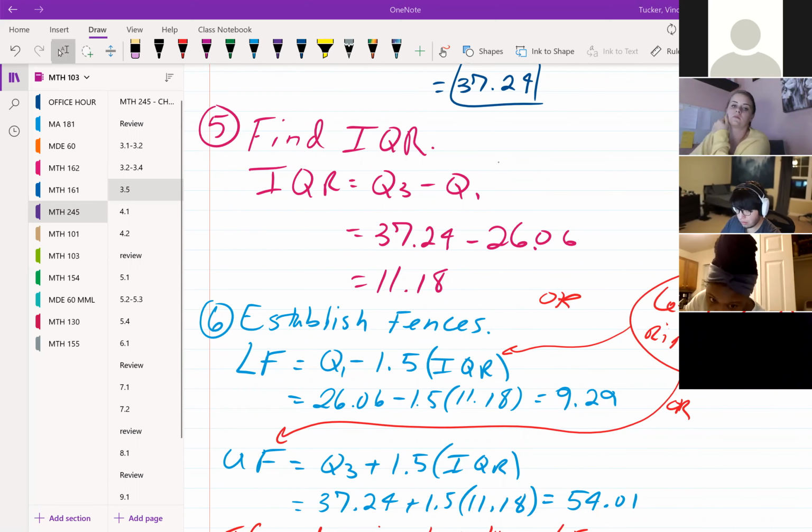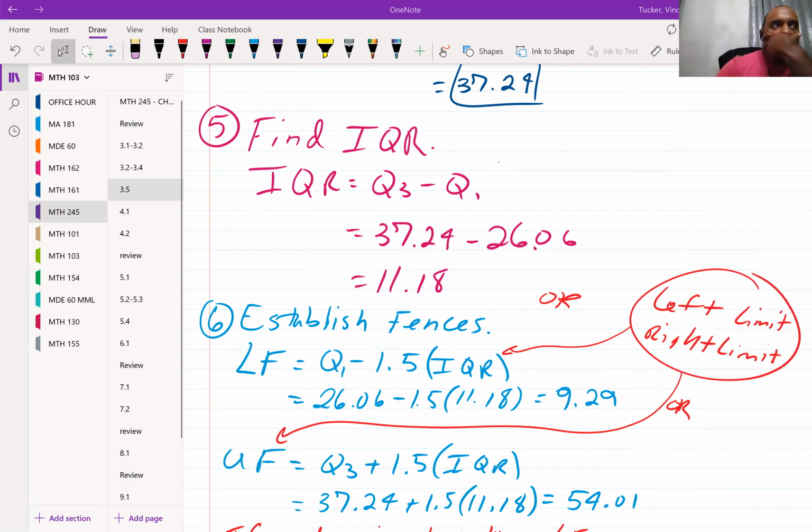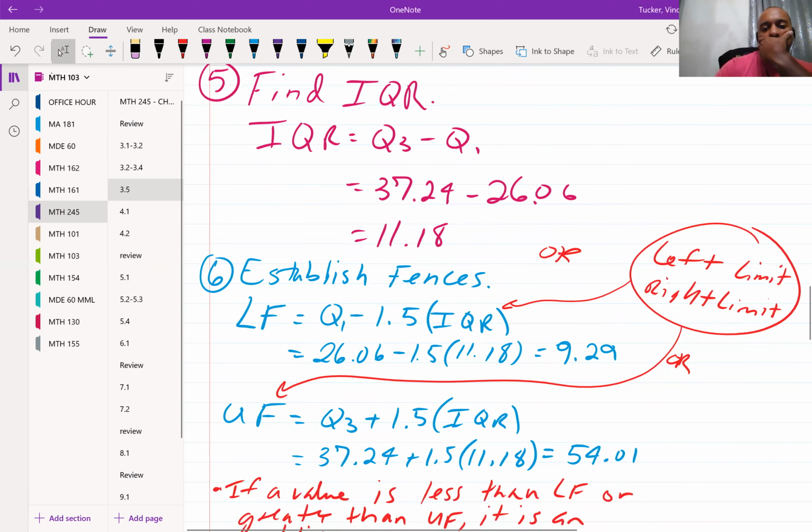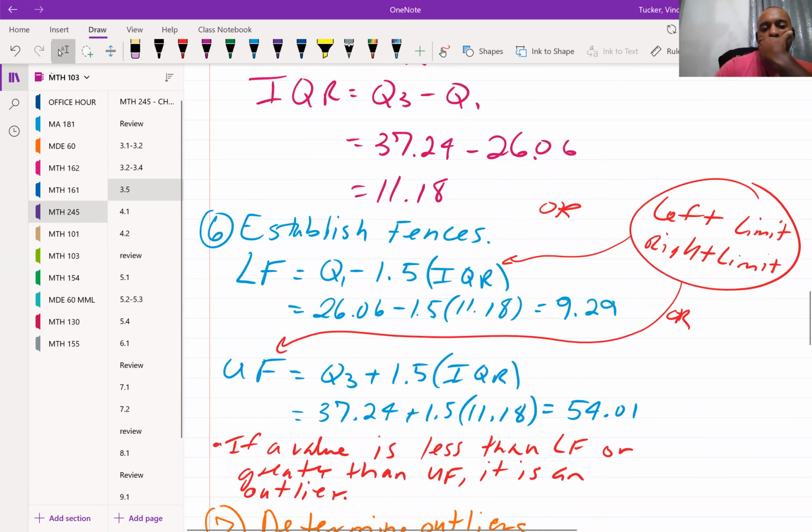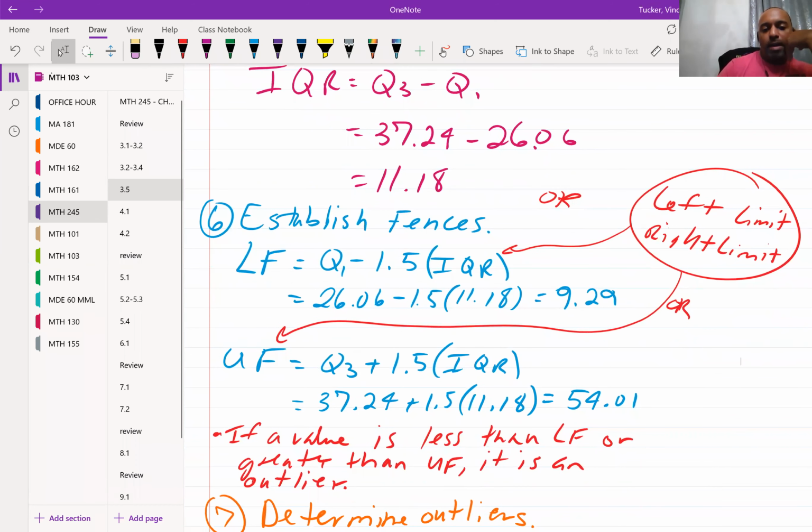Almost finished, almost finished. So in the red, just reiterating what these fences mean to us. If a value is less than the lower fence or greater than the upper fence, it is considered an outlier.